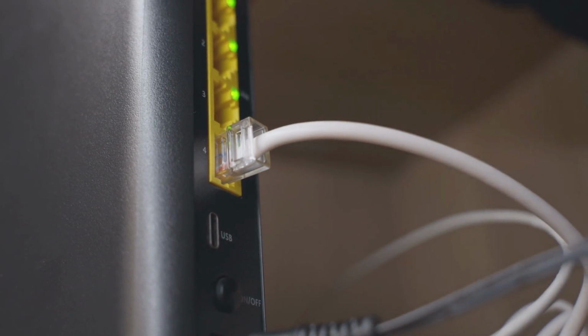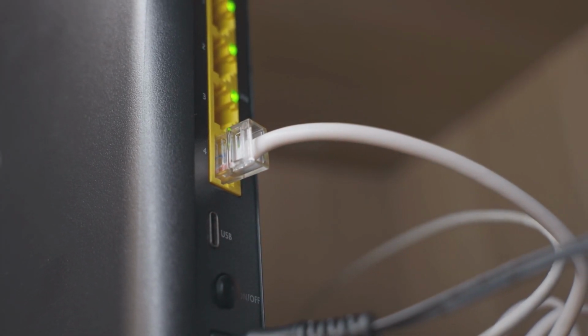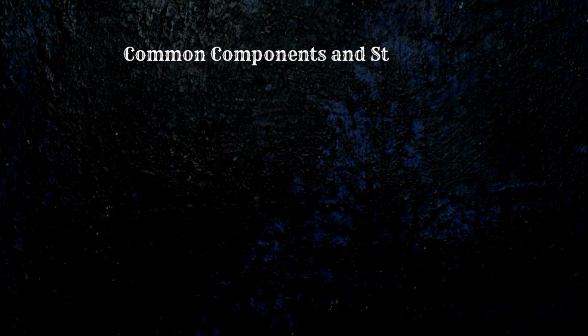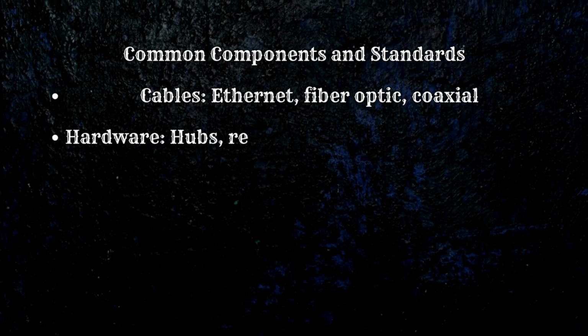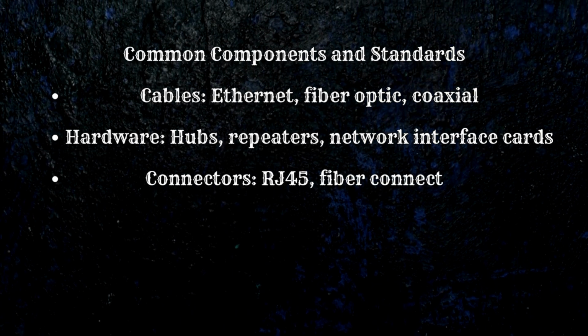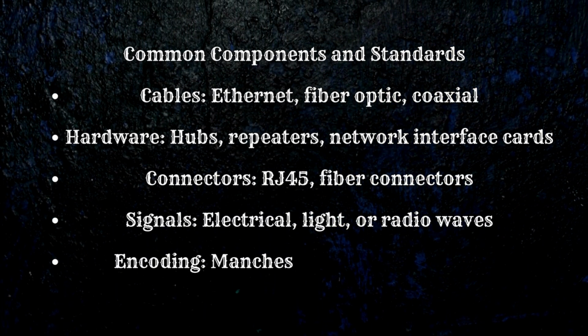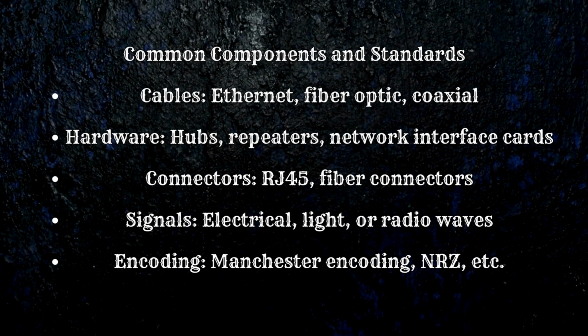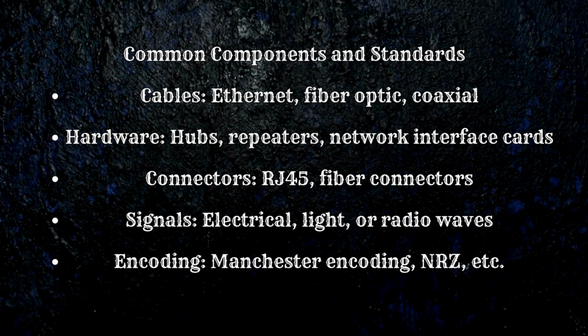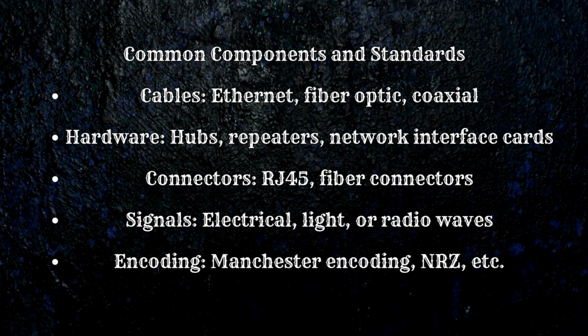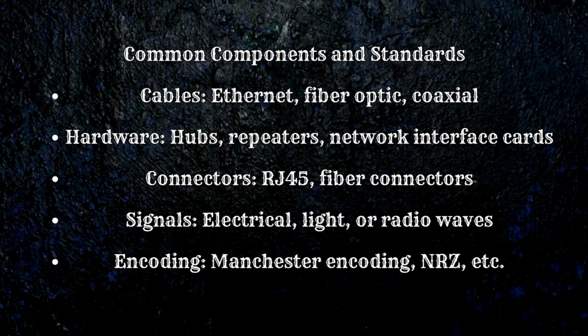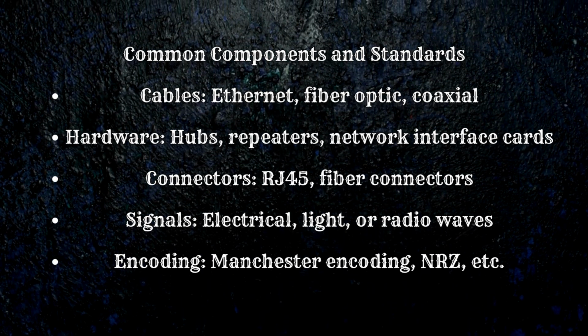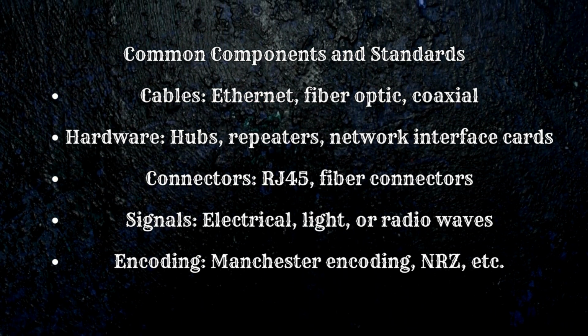of this layer. Some common components and standards are cables, Ethernet, fiber optic, coaxial, hardware, which is hubs, repeaters, network interface cards, your connectors, RJ45 or fiber connectors, signals, electrical, light, or radio waves, and also encoding. Manchester encoding, NRZ, you get the picture.